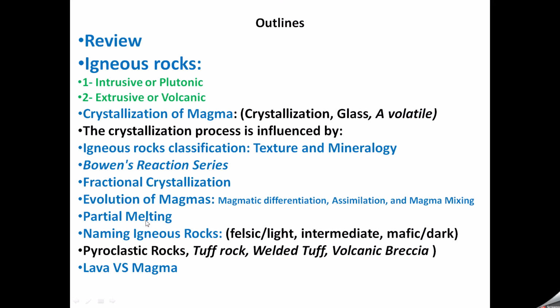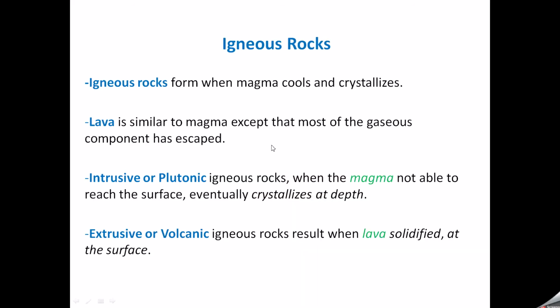And then we'll go through partial melting, and then naming of igneous rocks: felsic, light igneous rocks; intermediate; mafic, and dark igneous rocks. And then we'll go through the pyroclastic rocks, tuff rocks, welded tuff, volcanic breccia, and then the difference between lava and magma. We have a lot of definitions in this chapter.